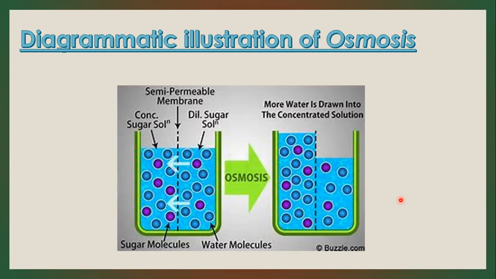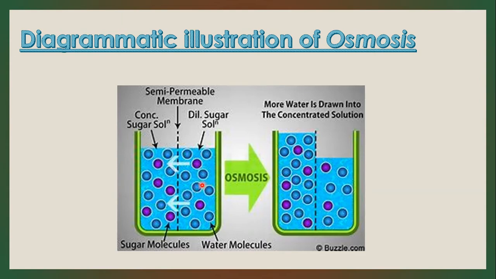Now let's move on to the diagrammatic illustration of osmosis. The definition, how is it represented diagrammatically? So looking at the diagram carefully, we have in this beaker a semi-permeable membrane separating a concentrated solution of sugar molecules from water molecules. So this is the water molecules and this is the sugar molecules.